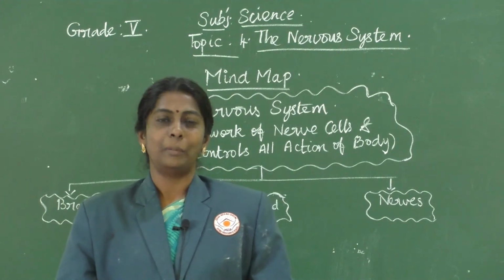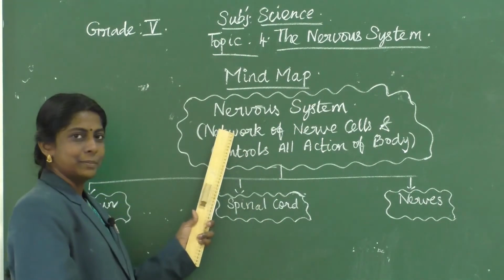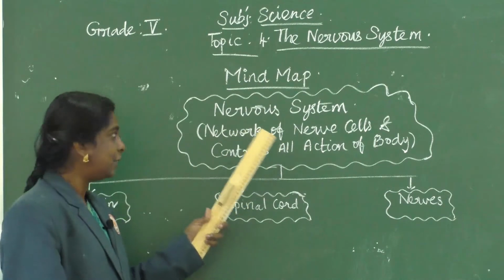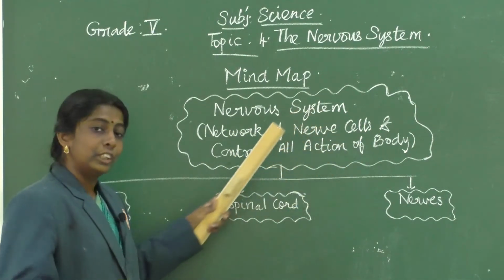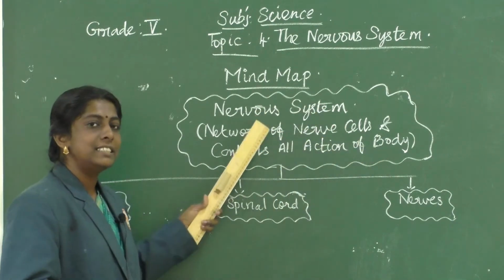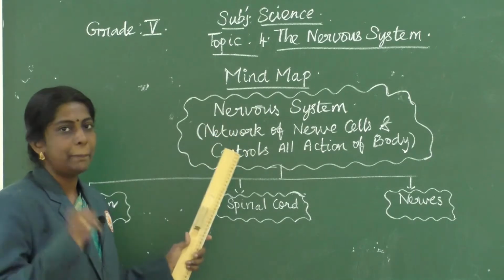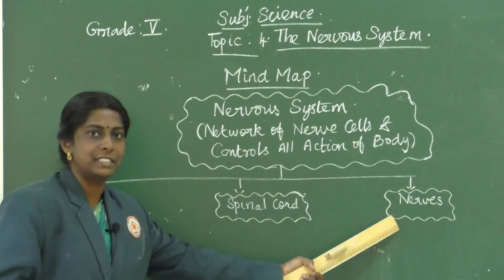Let's have a look at the mind map. Yes, children. Now about the nervous system. The nervous system is nothing but a network of nerve cells and it controls all actions of the body. Clear? This nervous system is mainly divided into three parts: brain, spinal cord and nerves.